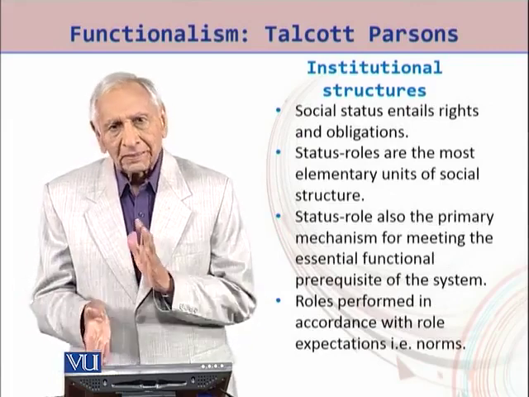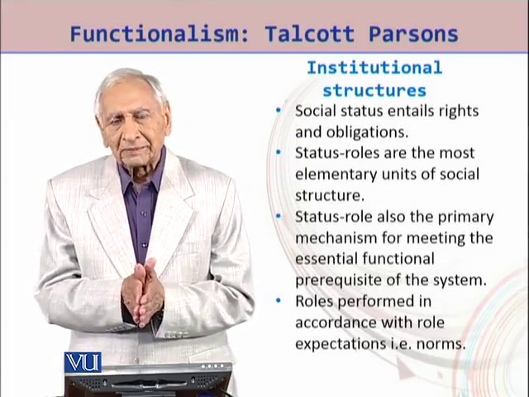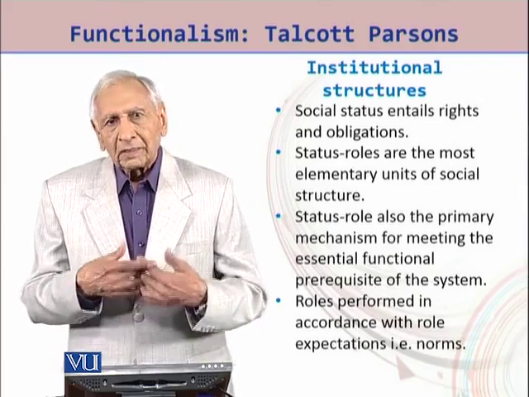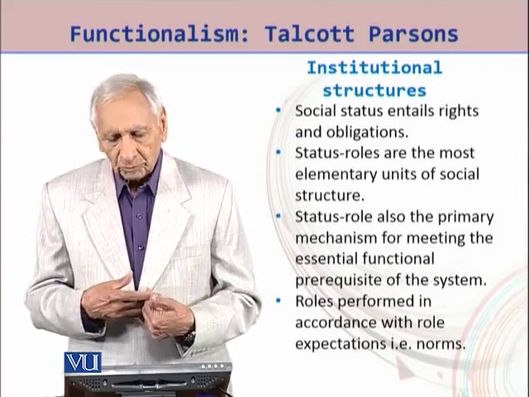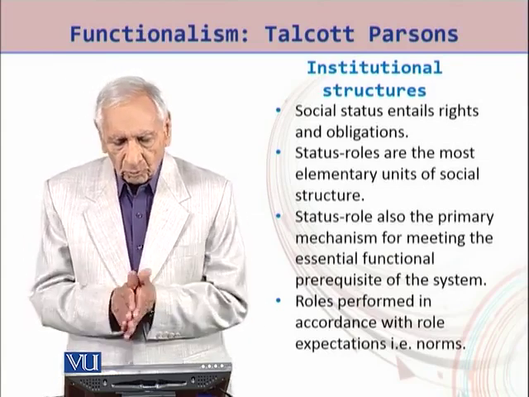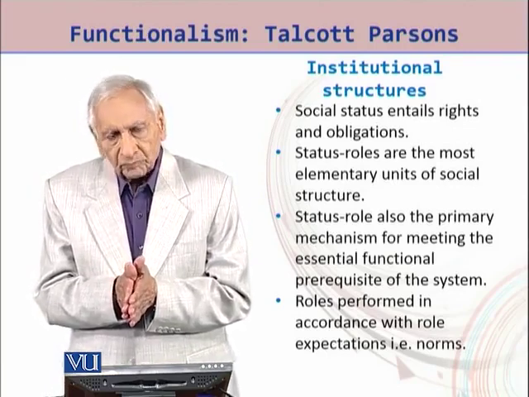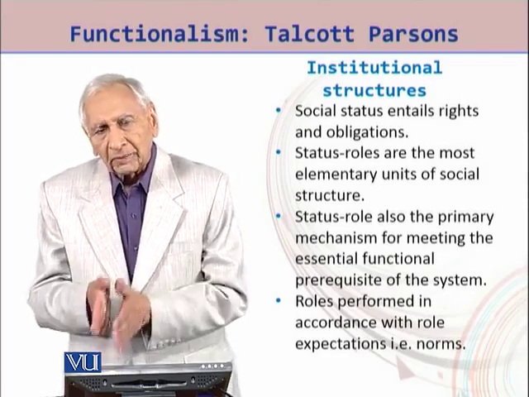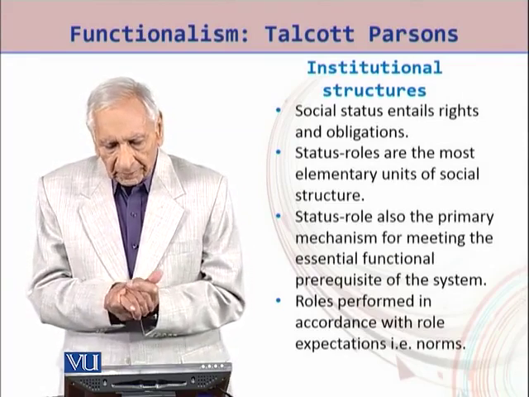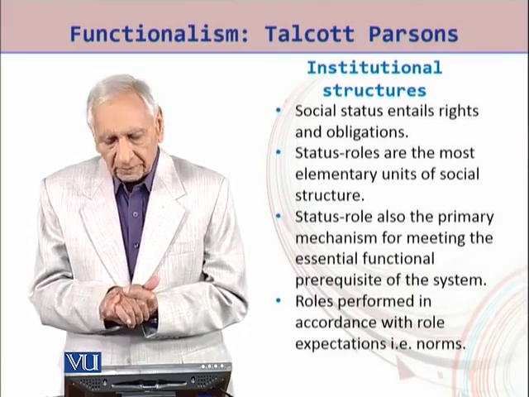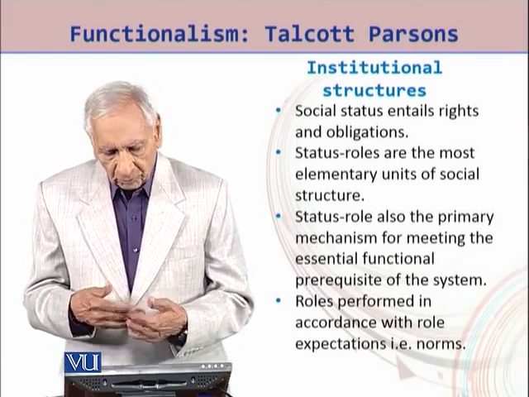So social status entails rights and obligations. By virtue of having a status, a person has certain rights, and by virtue of that very status, the person has certain obligations to adhere to. So status role is probably the most elementary unit of the social structure. And people have different statuses, and thereby they also have different roles. So status roles are the primary mechanism for meeting the essential functions of the social system. This is more like a prerequisite of the social system.